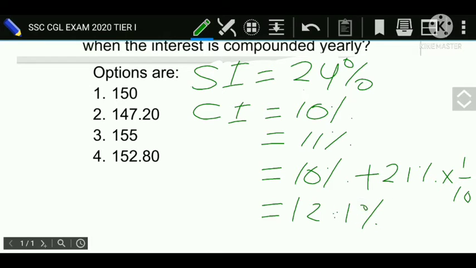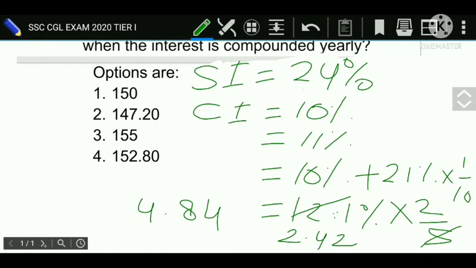12.1%. Since this is the interest for the complete year, whereas the period is 2 by 5, this will be 12.1% of 2 by 5. For the 2 by 5 year, compound interest will be 4.84%.